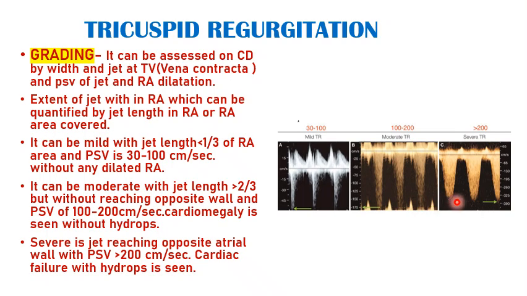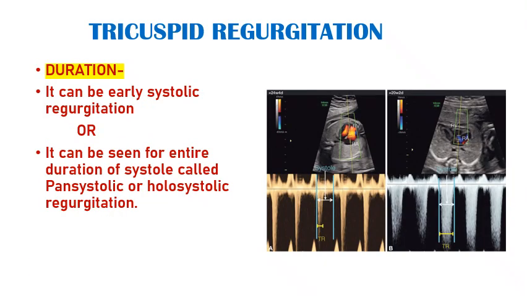It can be severe, when the jet is reaching the opposite atrial wall with PSV more than 200 cm per second. There is cardiac failure as well as hydrops. In duration, it can be early systolic regurgitation or it can be seen throughout the systole. It is called pansystolic or holosystolic regurgitation.